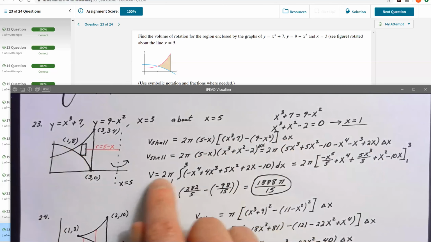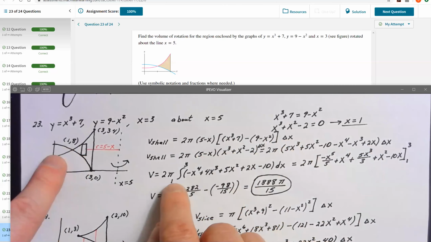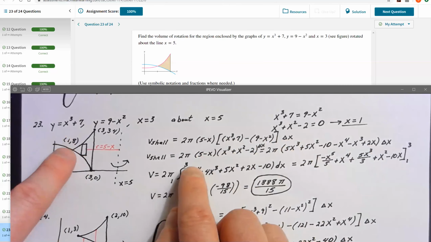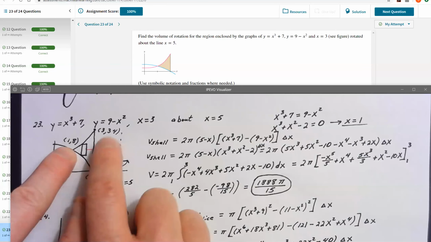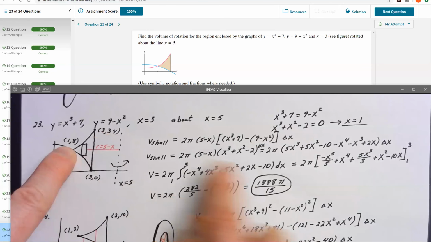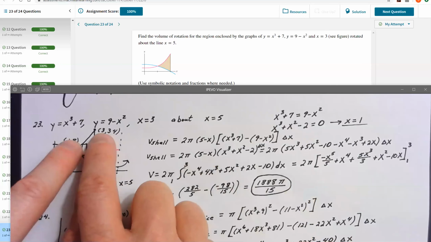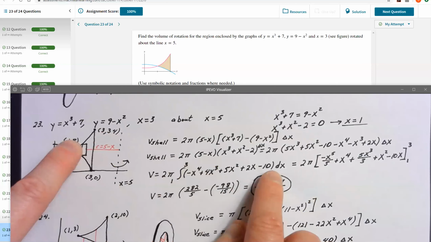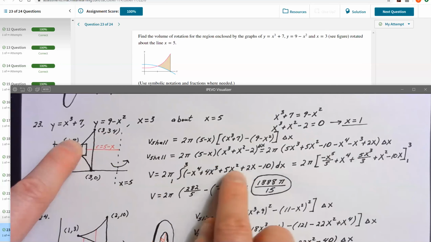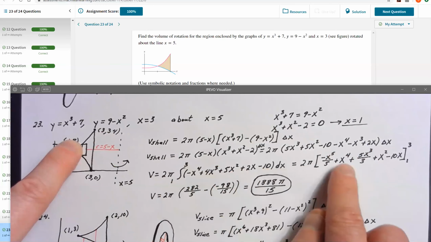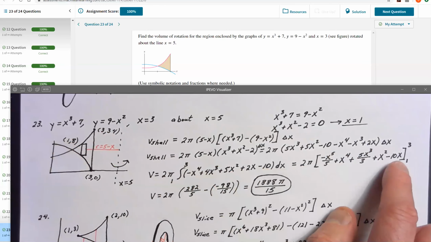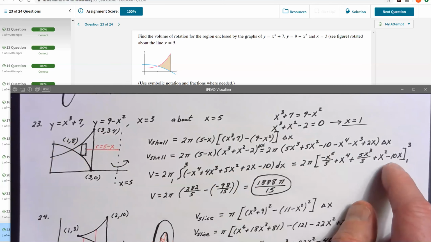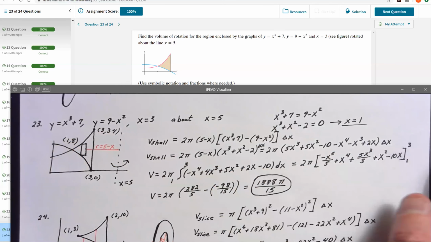I'm going to integrate 2 pi. Why am I integrating from 1 to 3? Well, because that's where your region begins and ends in terms of x. And of course, we need it in terms of x from 1 to 3. My polynomial representing the volume of the shell goes in there. I use the power rule on each term, pretty straightforward. And then I evaluate that expression from 1 to 3.